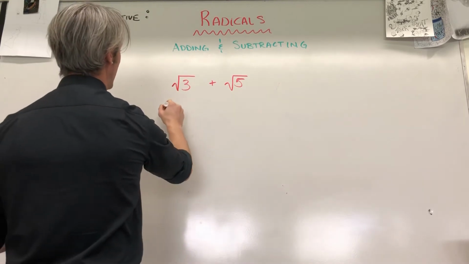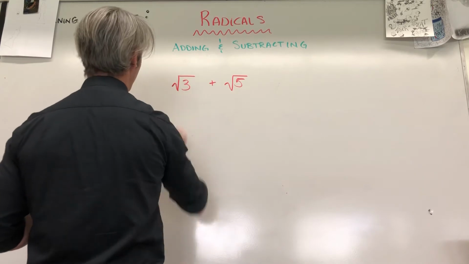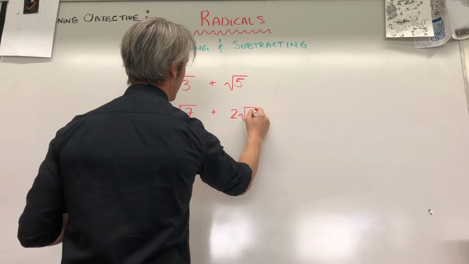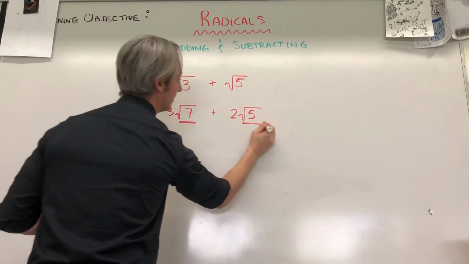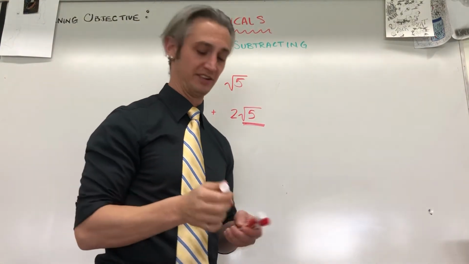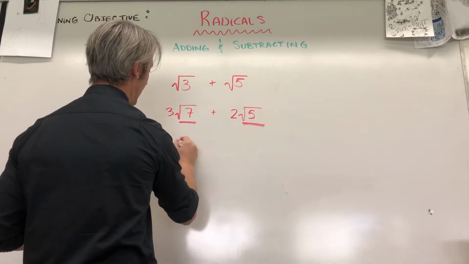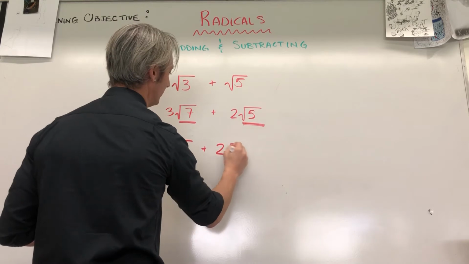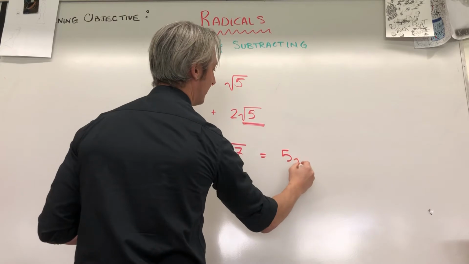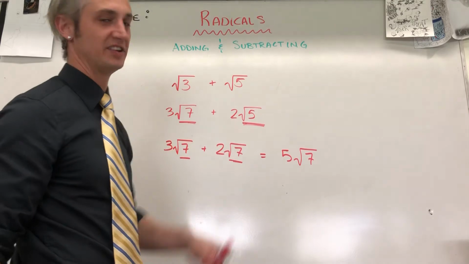Okay? Or I cannot add 3 root 7 and 2 root 5. These numbers here, under the radical sign, have to be the same in order to be able to add or subtract them. So I can add 3 root 7 and 2 root 7, because they both are root 7s. And then this just becomes, you guessed it, 5 root 7s. It's like I have 3 apples and 2 apples. Here I have 3 apples and 2 oranges. I can't add those together.